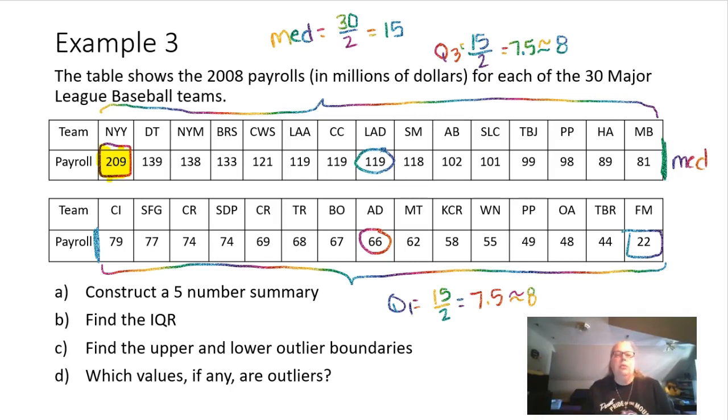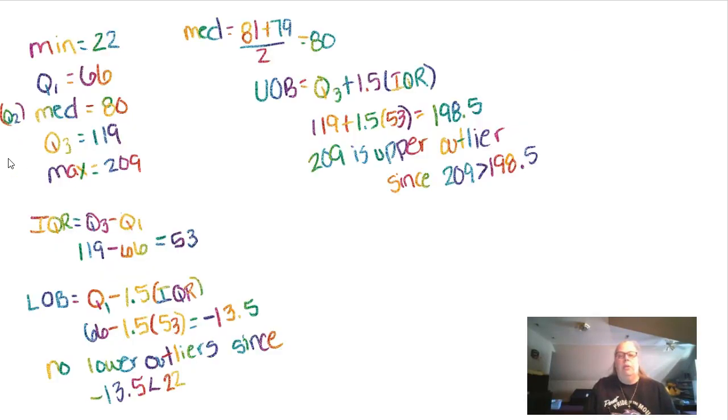It is possible for a data set to have more than one outlier. If this one right here had been more than our upper outlier boundary of 198, we could have 2 outliers, we could have 3 outliers, we can have a lot of outliers. But in our case, we only had one of them that was more than our upper outlier boundary. We could also have upper and lower outliers, but again, in this case, we found that we didn't have any lower outliers because our lower outlier boundary was smaller than our minimum.